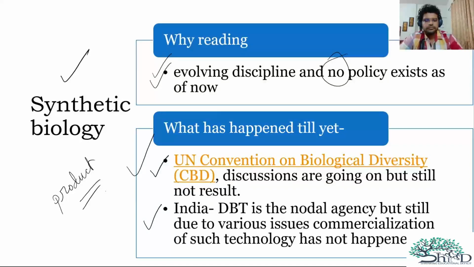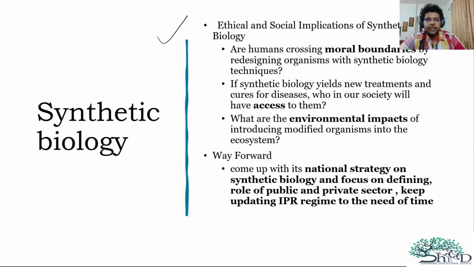All right. What are the ethical and social implications of synthetic biology? Right. So the first question that can be asked is, are humans crossing the moral boundaries if they change the behavior of an organism? If synthetic biology leads to new technology or new treatments or new cures for diseases, who will be the group in the world that will get access to them? Will the poor get access to it, or will it remain confined to the rich people? The third question: what are the environmental impacts of introducing modified organisms into the ecosystem? This is a very crucial question.